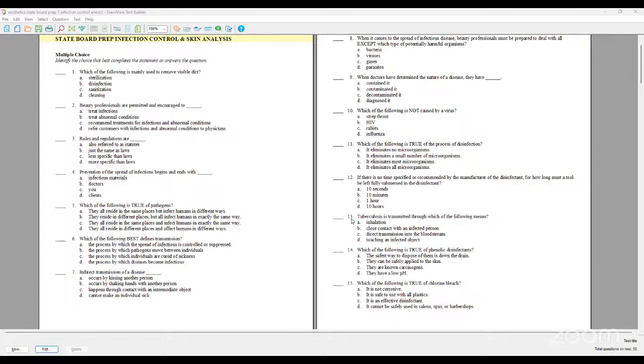13. Tuberculosis is transmitted through which of the following means? Inhalation, close contact with an infected person, direct transmission into the bloodstream, touching an infected object. Okay. Tuberculosis was one of those things.